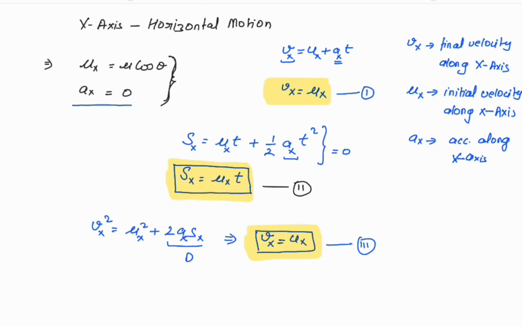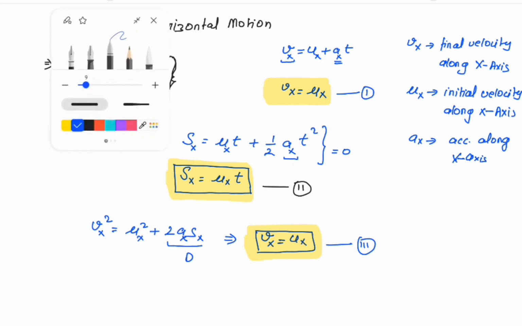These are the equations that I am going to use while solving the numericals, or while finding the values of the parameters, using the horizontal motion of the projectile motion. As I told, x-axis motion, that is horizontal motion, is independent of y-axis motion. We will see.